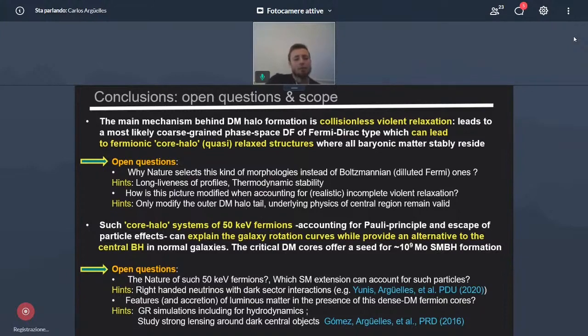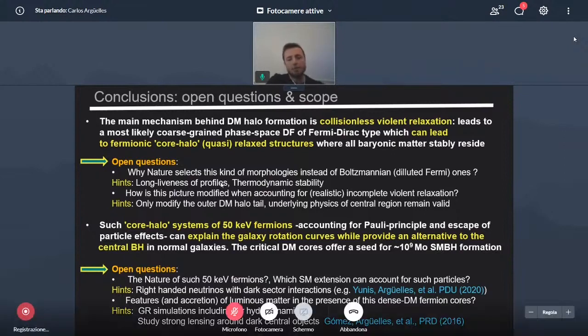Well, and the other main conclusion is that core-halo systems of 50 keV fermions can explain galaxy rotation curves while providing an alternative to the central black hole in Sagittarius A*, but also provide dark matter seeds for 10^9, 10^10 supermassive black hole formation. An open question here is the nature of these 50 keV fermions, which are predicted only by galaxy data.